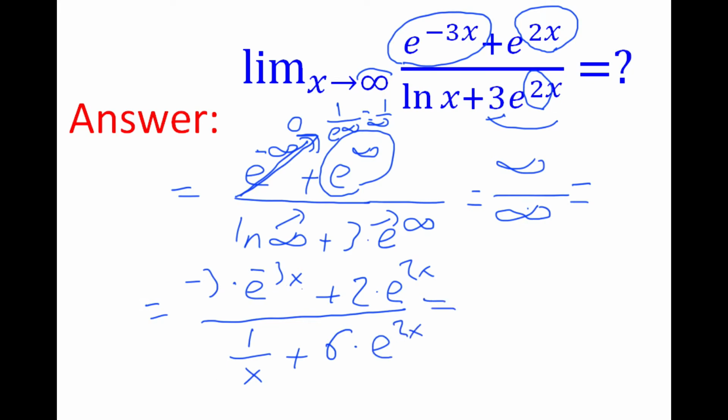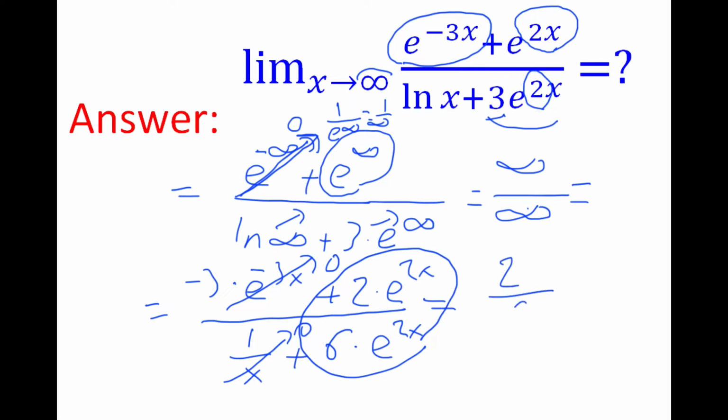And when x goes to infinity, guys, that part is going to 0 again, right? That part is going to 0. And from here, we're going to have 2 divided by 6 times, because those are going to be cancelled. This one is going away with this one. We're going to have 2 divided by 6, which is 1 divided by 3, guys. So the answer is 1 divided by 3.